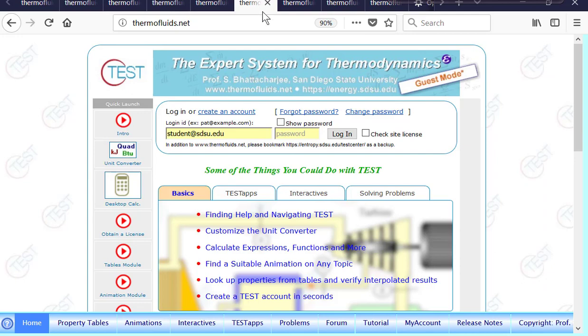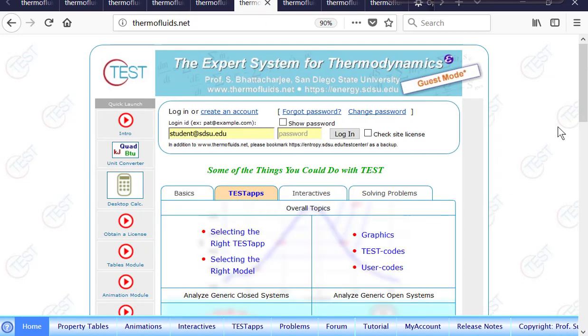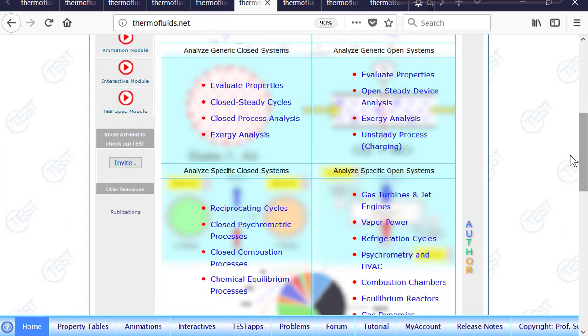To learn more about how to use psychrometric apps, in addition to the closed processes, also go over the psychrometric applications for open systems. That's also from chapter 12.